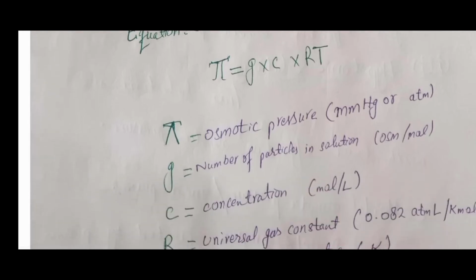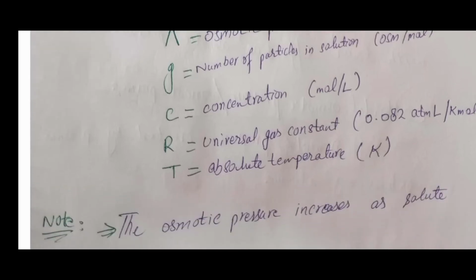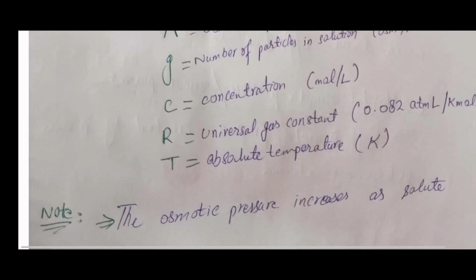In this equation, osmotic pressure is measured in mmHg or atmospheric pressure. G stands for the number of particles in solution, C is the concentration of the solute particles, and R is the universal gas constant, which is equal to 0.082 atm liter per kilo mole, and T is the absolute temperature of the gas.